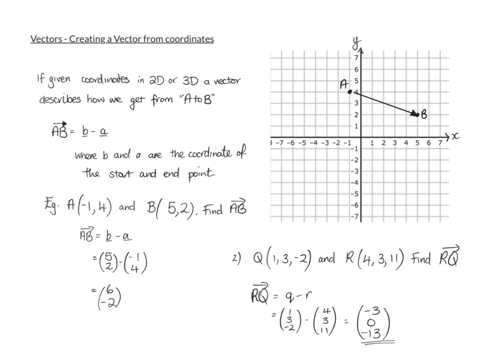So we would be going -3 in our x direction, 0 in my y direction, and -13 in my z direction, whichever direction that may be. So that's us for this vectors video. Hopefully that's got you understanding how to create a vector from coordinates. If you have any questions, leave a comment and I will get back to you.